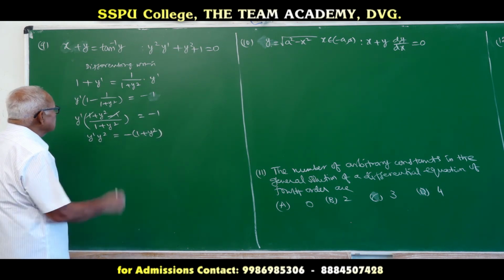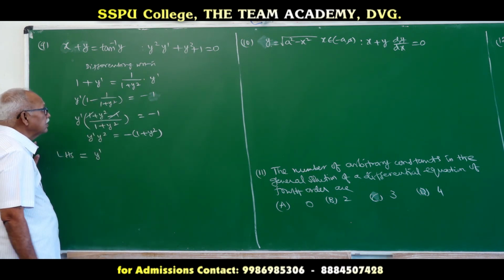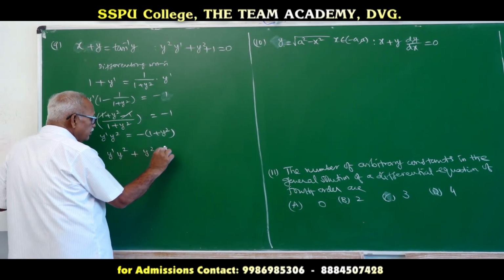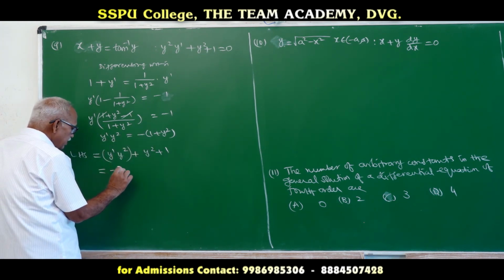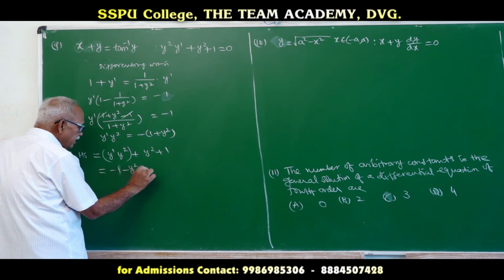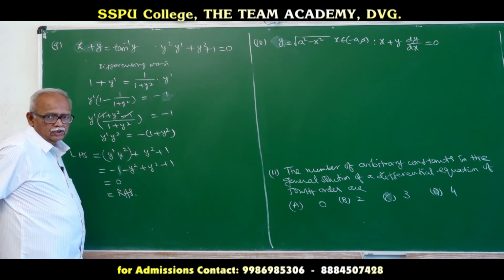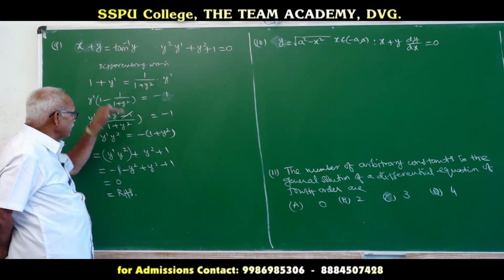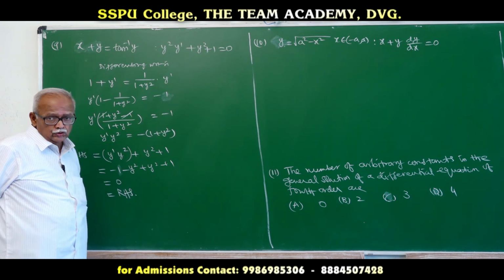Now, let us take the LHS of the differential equation, y dash y square plus y square plus 1. What is y dash y square? We have calculated minus 1 minus y square, plus y square plus 1. So, this is equal to 0. So, we have proved that LHS is equal to RHS. I have calculated y square y dash after differentiating the given function. Like that we can do the 10th question also.